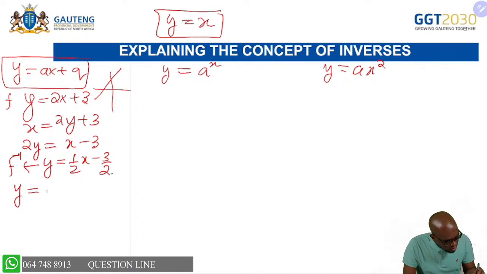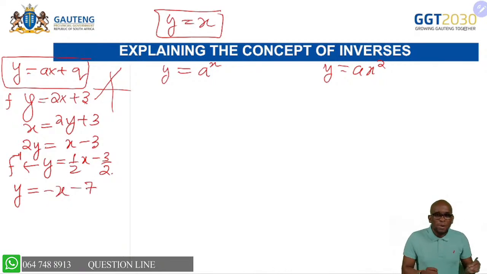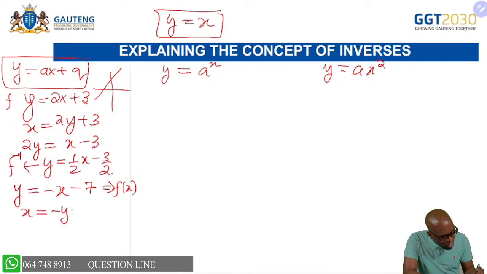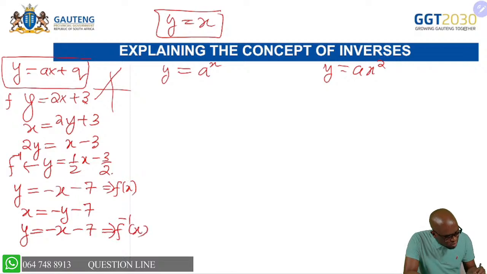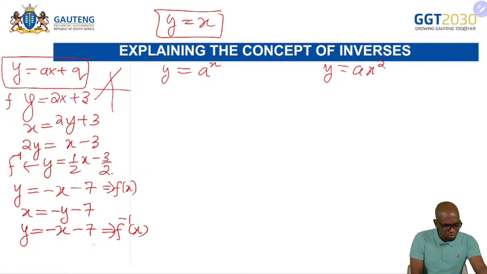Look at this one now, minus x minus 7. If you want the inverse of this, you interchange x and y. So this is f of x. If you interchange x and y, you get x is equals to minus y minus 7. If you transpose y, you get that y would be equals to minus x minus 7. So this is the inverse of f. If you check the inverse and the original function, they look the same. So some linear functions are their own inverses. So you get that the inverse as well as the original function look the same in this case.